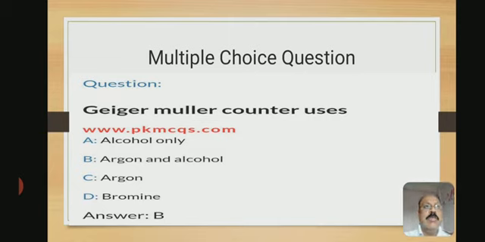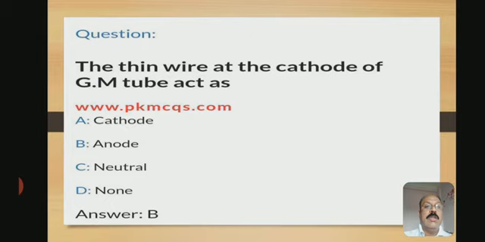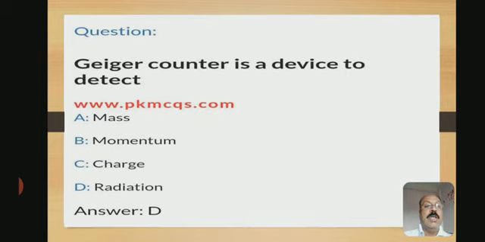Now some multiple choice questions on the detectors. Geiger-Müller counter uses: alcohol only, argon and alcohol, argon, or bromide. The answer is argon and alcohol. The thin wire at the center of a GM counter acts as: cathode, anode, neutral, none. The right answer is B, that is anode. Geiger counter is a device to detect: mass, momentum, charge, or radiation. So it detects radiation.